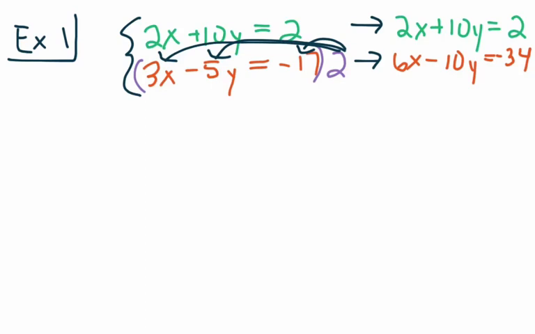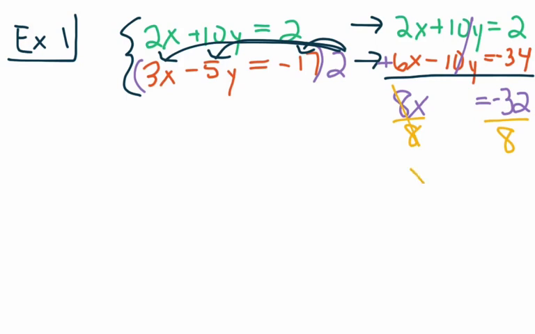So let's go ahead and finish this up. We're going to add both of these equations together. 2x plus 6x, I can put my plus sign in front of the 6, is going to give me 8x. My 10y minus 10y is going to cancel. Bring down my equal sign, and 2 minus 34 is going to give me negative 32. Now at this point, I'm going to divide both sides by 8.